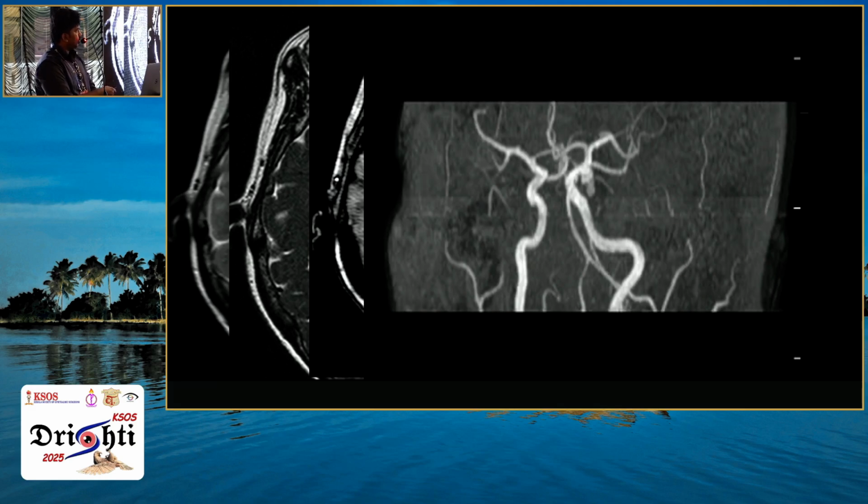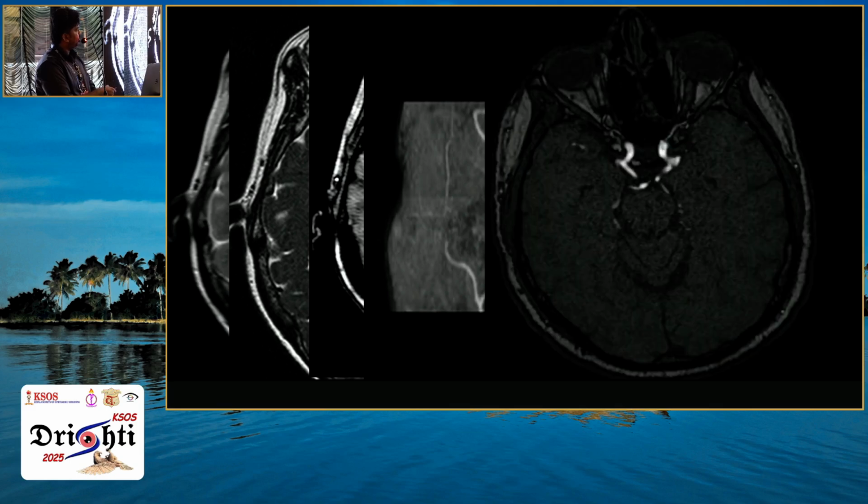And this is an image of MRA in a particular section in a view. This small hyperintense pouching-like structure is the aneurysm along the PCA. And this is also a case of PCOM aneurysm, but this is on the left side.